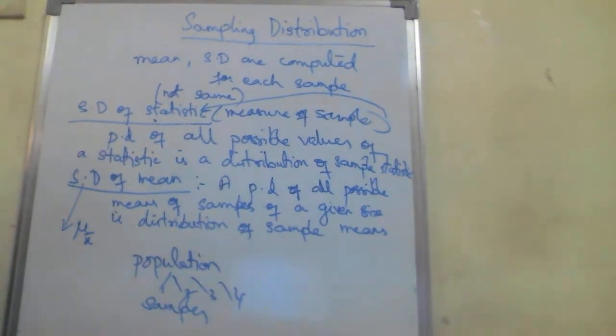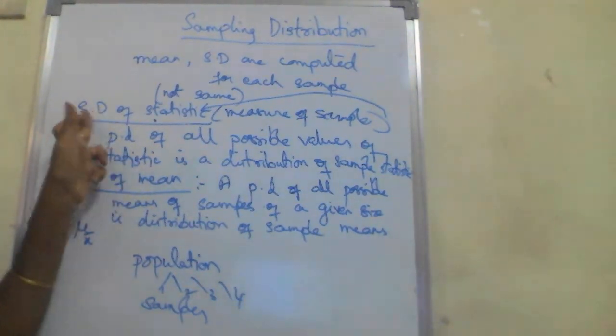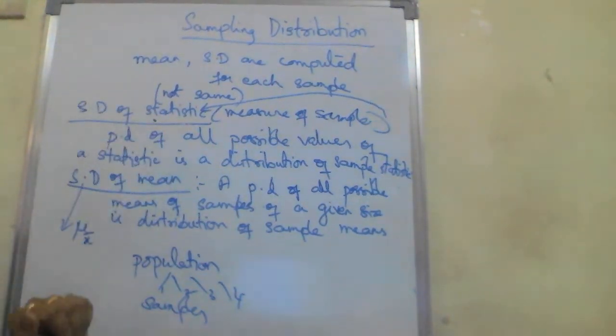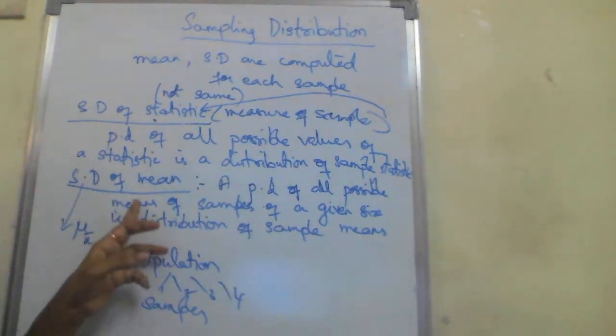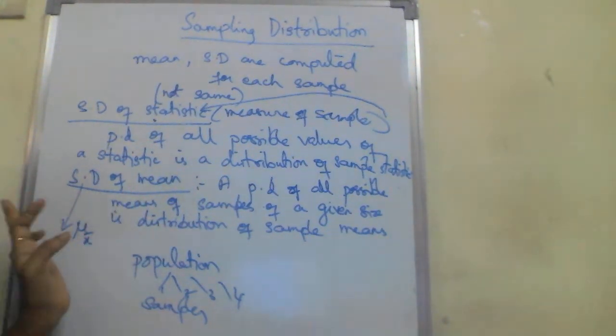So the series of these various values of statistics, whatever you obtain, will be arranged in the form of a frequency distribution, that is called the sampling distribution of a statistic. Now we move to the sampling distribution of mean.